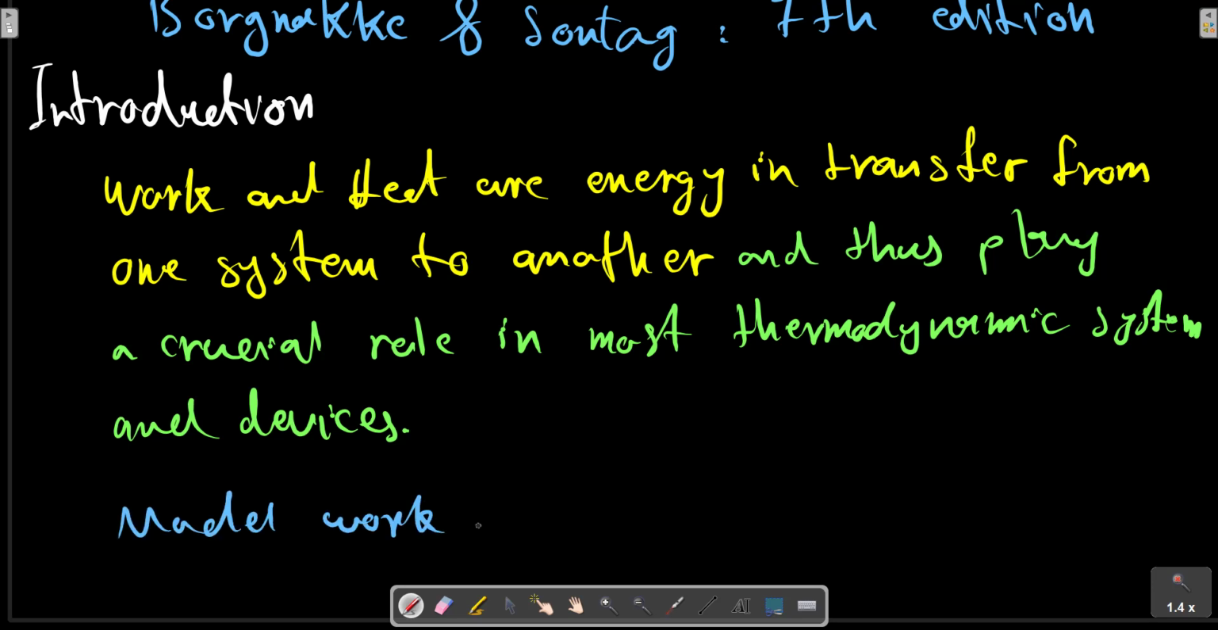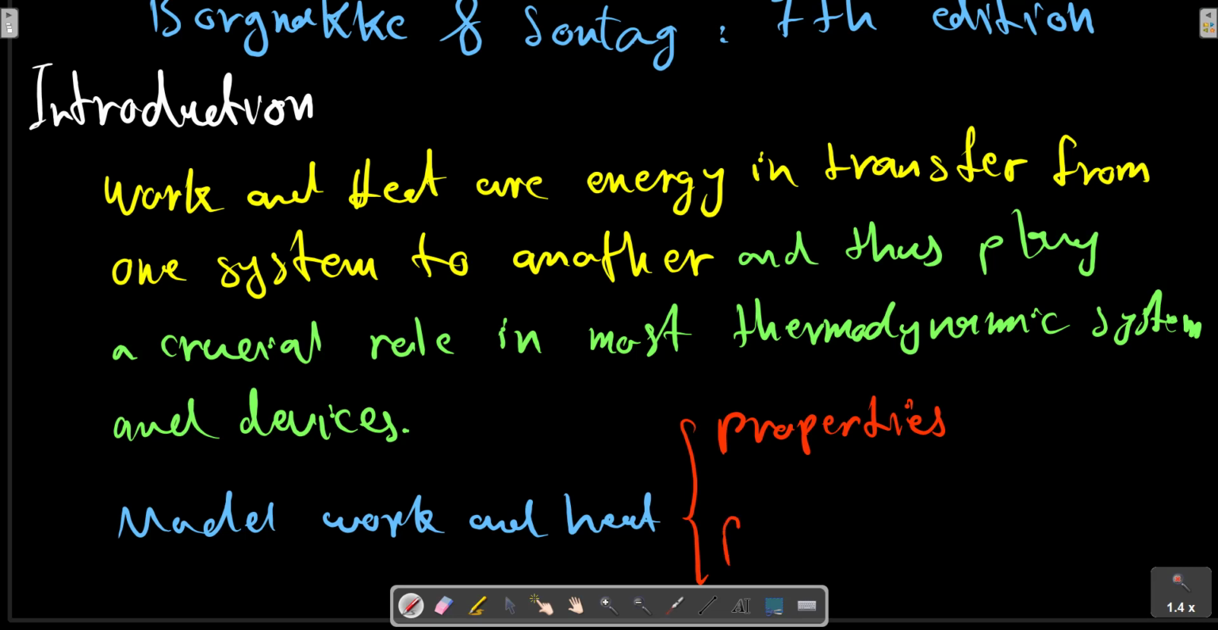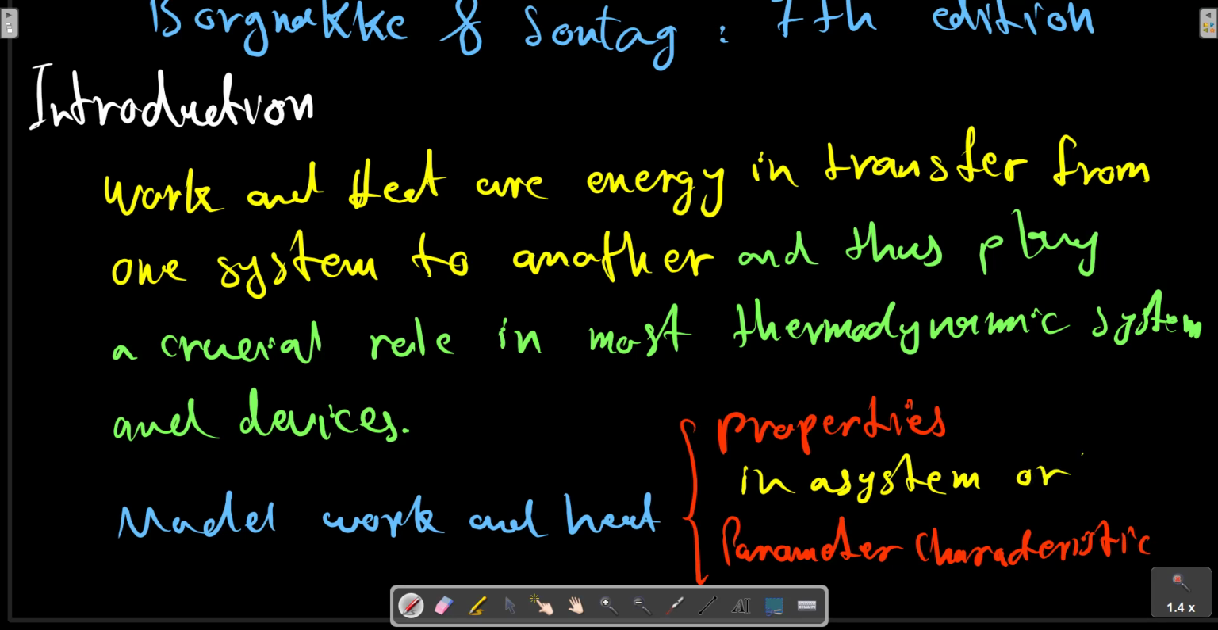Model work and heat as a function of properties, and also parameters characteristic of the system or the way it functions.